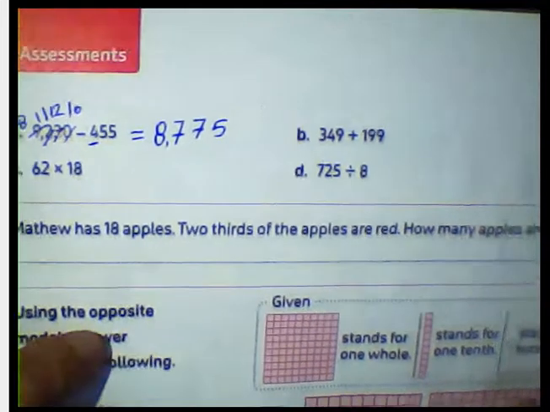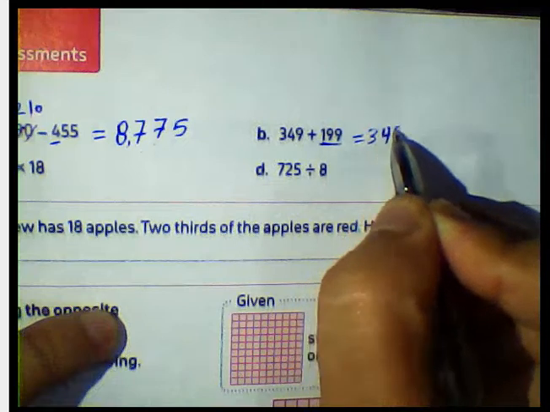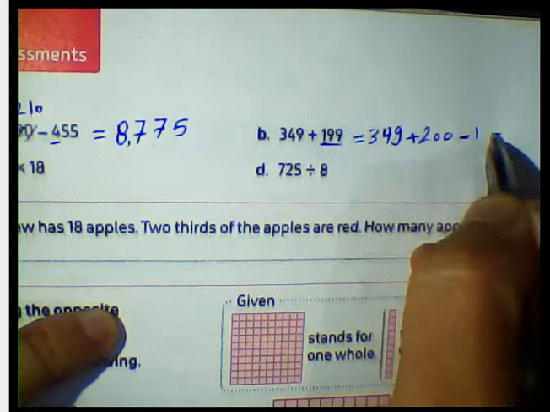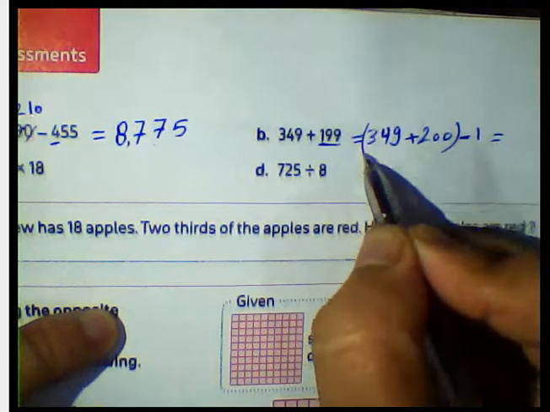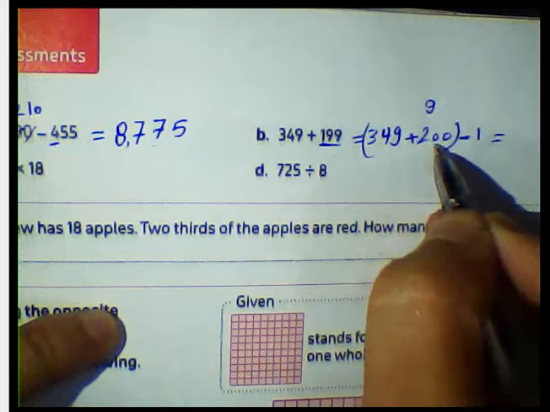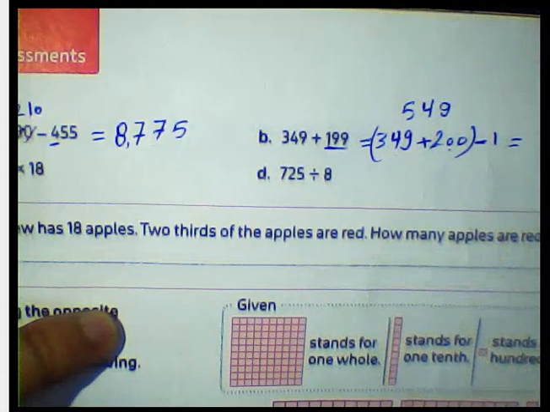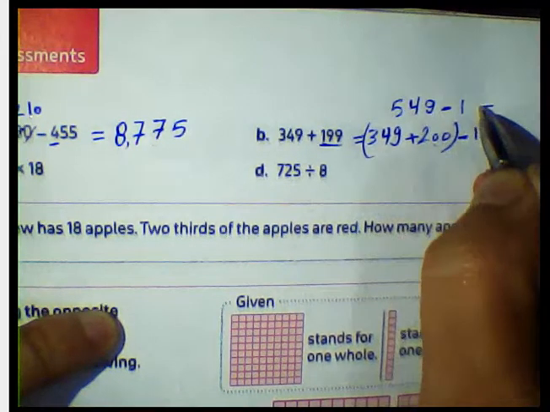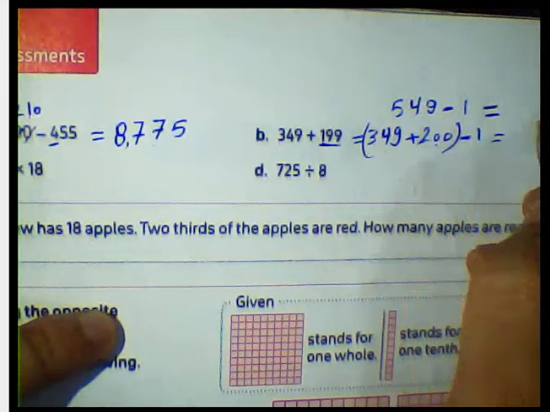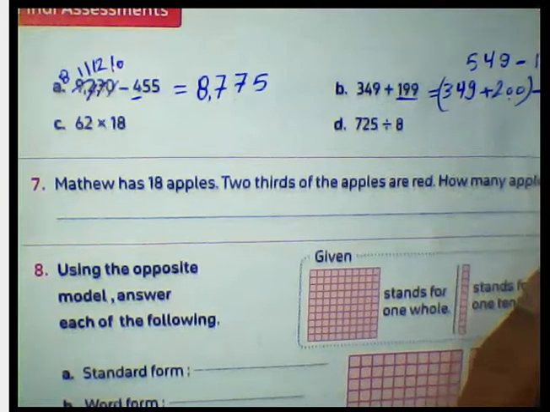And what about this? We can use a strategy: 349 plus 200 subtract 1, which is equivalent to 199. Can you solve it with me? 0 plus 9 equals 9. 0 plus 4 equals 4. 2 plus 3 equals 5. The result will be 549. Subtract by 1. 9 subtract 1 equals 8. The result will be 548.